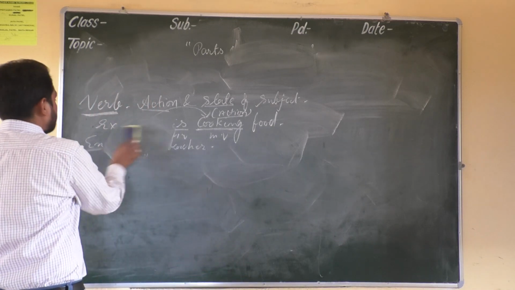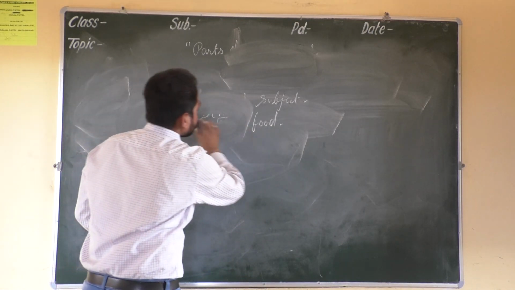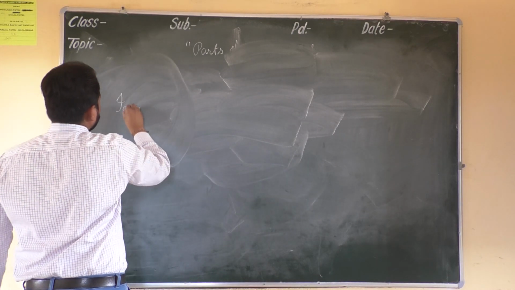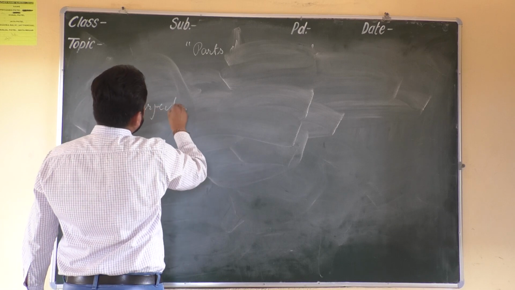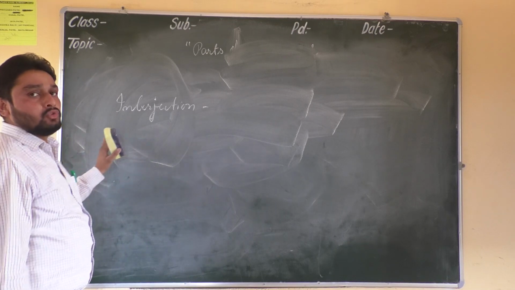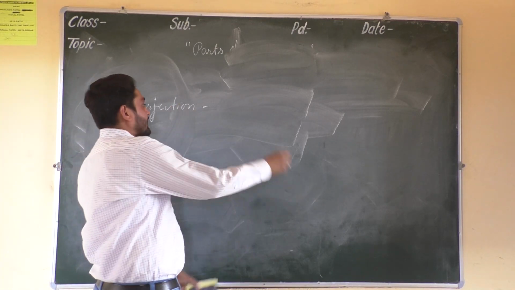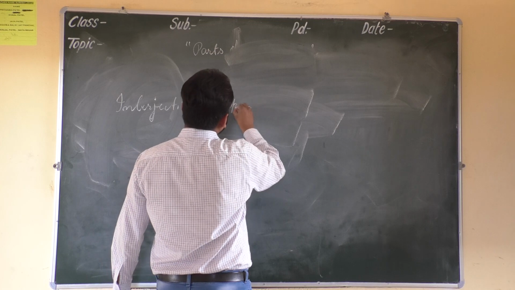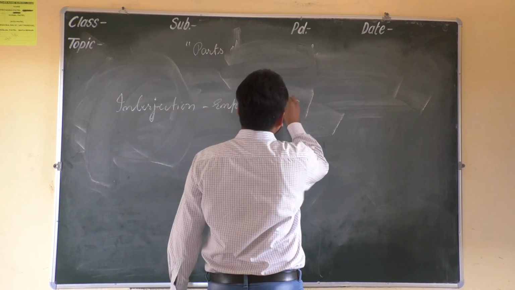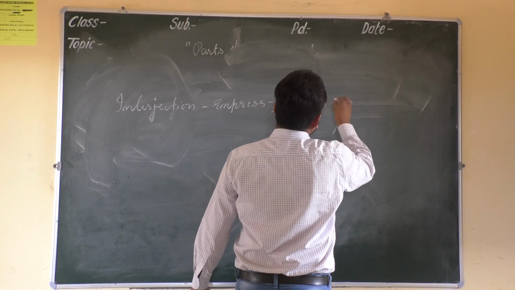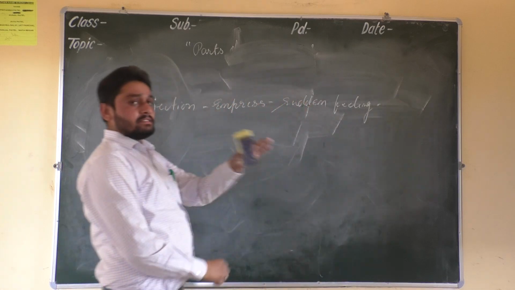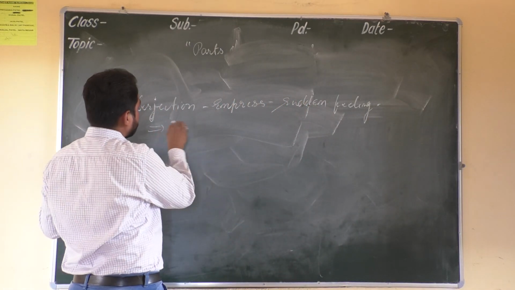The last part of speech is the interjection. Interjections are those words through which we can express our sudden feelings. Which type of feeling? Sudden feeling.